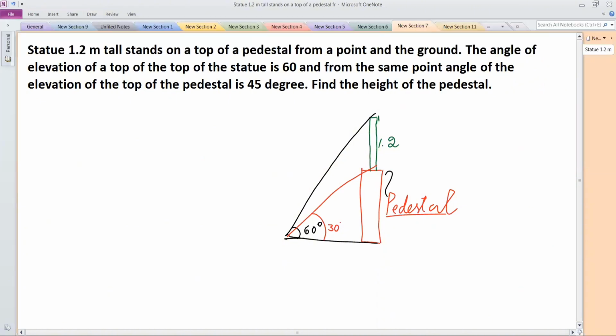You can see where the pedestal is. This is the statue, green color. Okay, fine. Let us go with the problem.